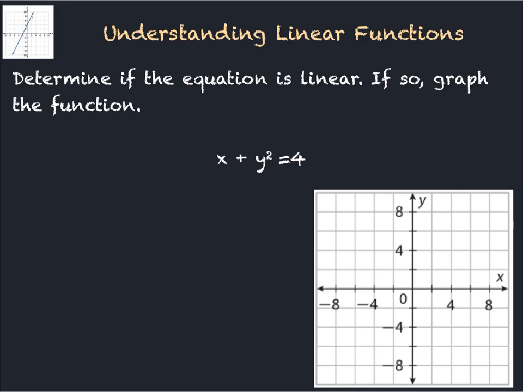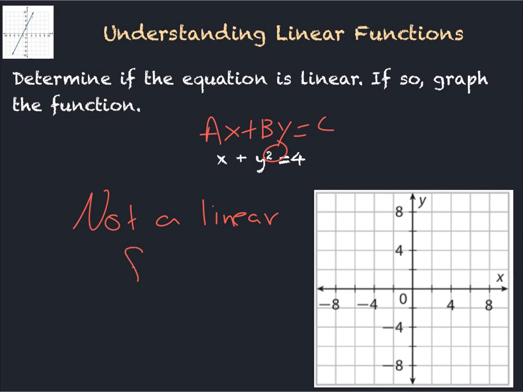Right here, x plus y squared equals 4. Standard form is ax plus by equals c, but we don't even have to worry about that because we have y squared. We have an exponent, so this is not a linear function. This is not a linear function, so we would not have to graph it. Anytime you see an exponent on one of your variables, it's not going to be a linear function.